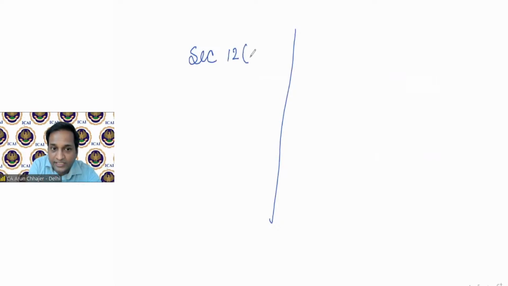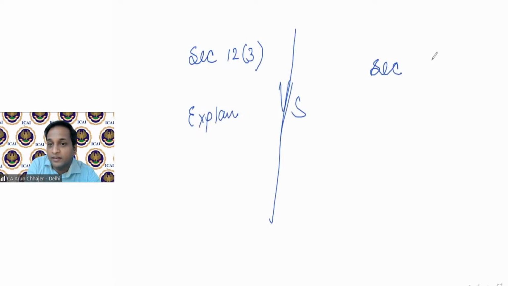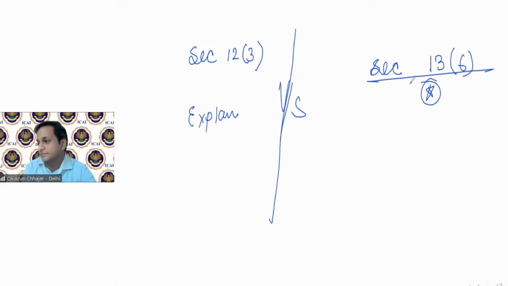Now, basically, what I'm doing here is the comparison of the explanation to section 12 subsection 3 versus section 13 subsection 6 of the IGST Act, and trying to understand it in detail because it may create a problem.